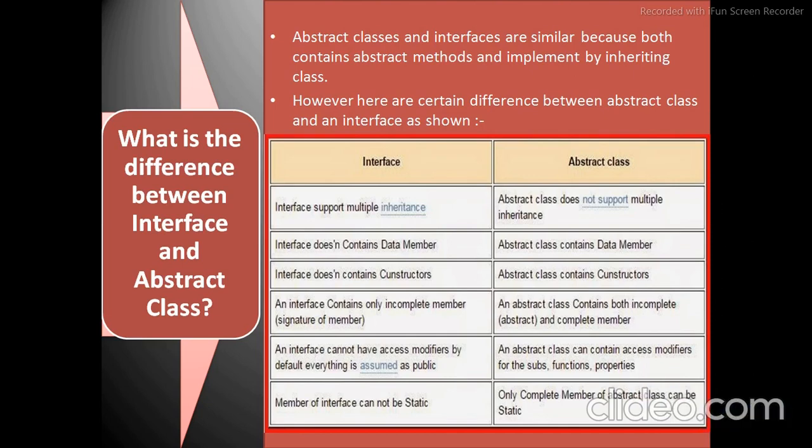Members of an interface cannot be static, and abstract classes contain constructors and members can be static in them.